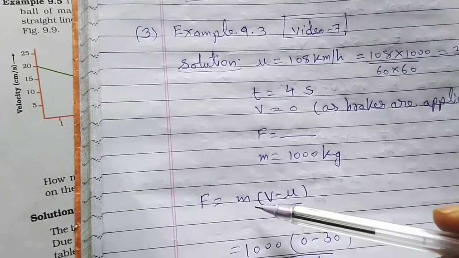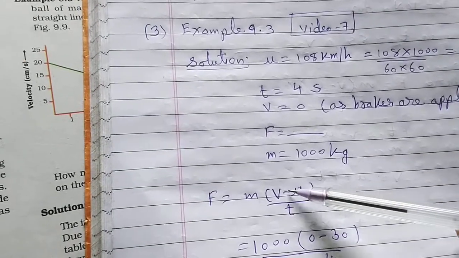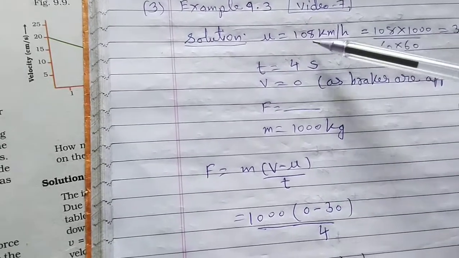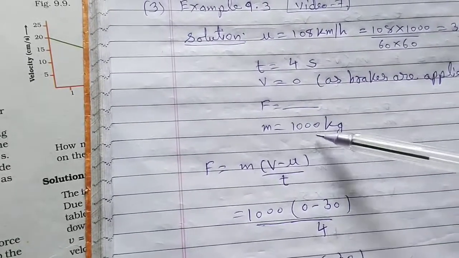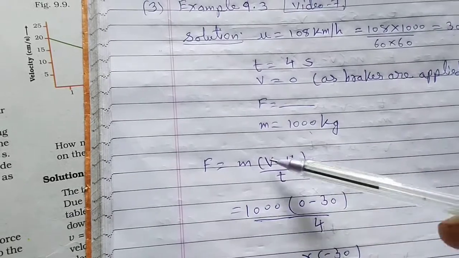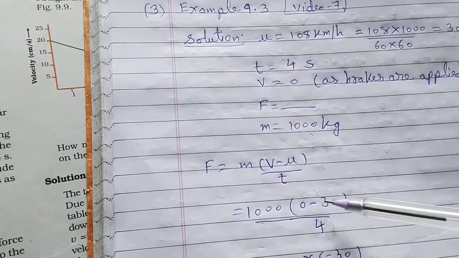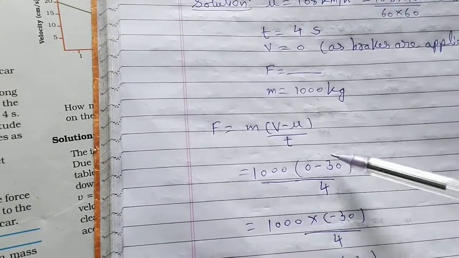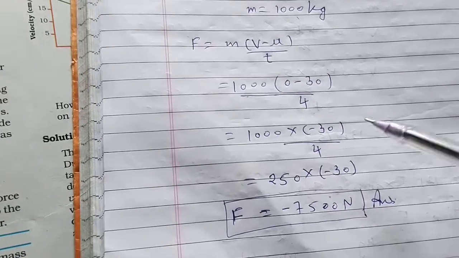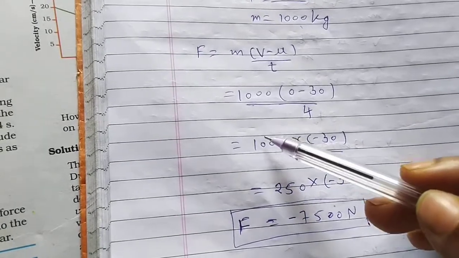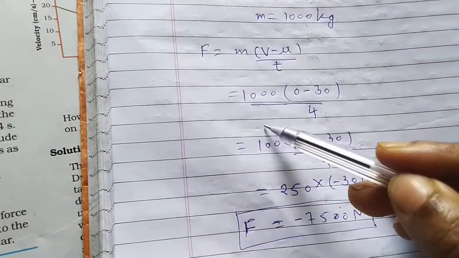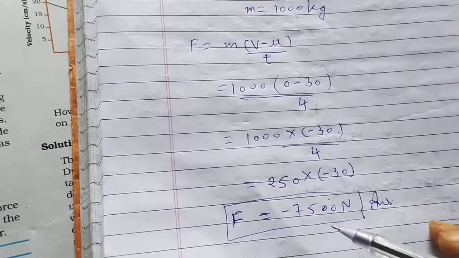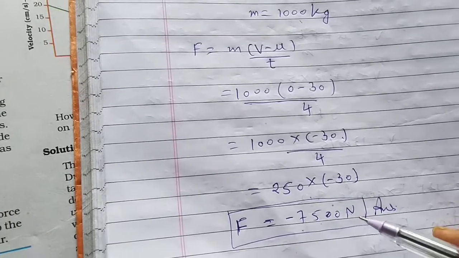So we know Newton's second law, F is equal to ma, and in place of a we will write v minus u upon t. So this formula we got. Go on placing the values. F is equal to 1000 kg in place of m, and in place of v you write 0 minus u, which is 30 meter per second, upon 4. So 1000 into 0 minus 30 upon 4. 1000 upon 4 is 250, so 250 into minus 30 gives 7500 N.